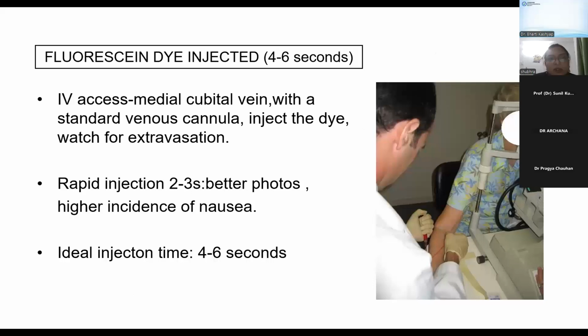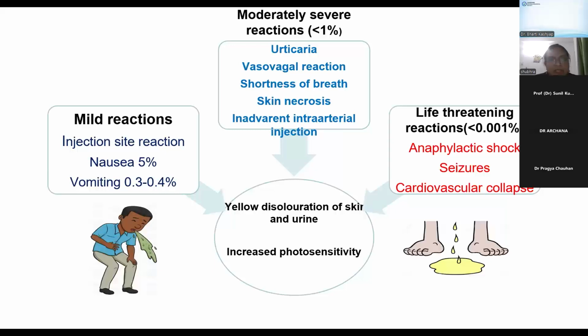So this fluorescing dye is injected in 4 to 6 seconds. We use a median cubital vein. Ideal injection time, as I told, is 4 to 6 seconds. We need to explain to the patients about the reactions that can occur. The most common reaction is nausea. So you need to tell the patient that they will have nausea and inform the patient that a color change of the urine and skin can happen.